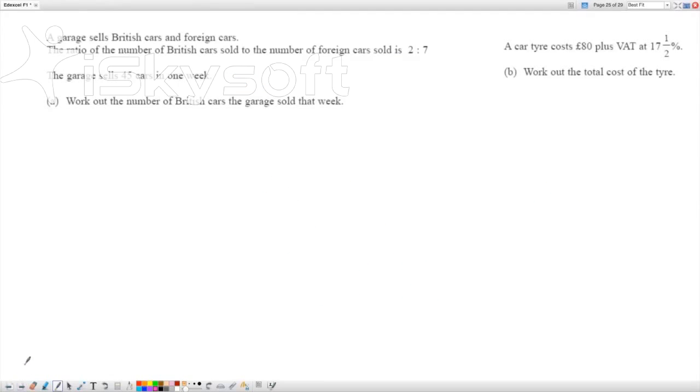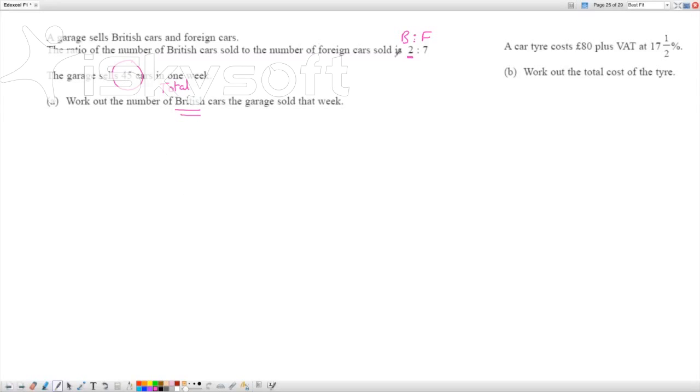A car sells British cars and foreign cars. We've got a ratio of British, B, to foreign, F, of 2 to 7. We're told that the car sells 45 in 1 week. That is the total. But we want to know the number of British. So this B, what part is the 2?